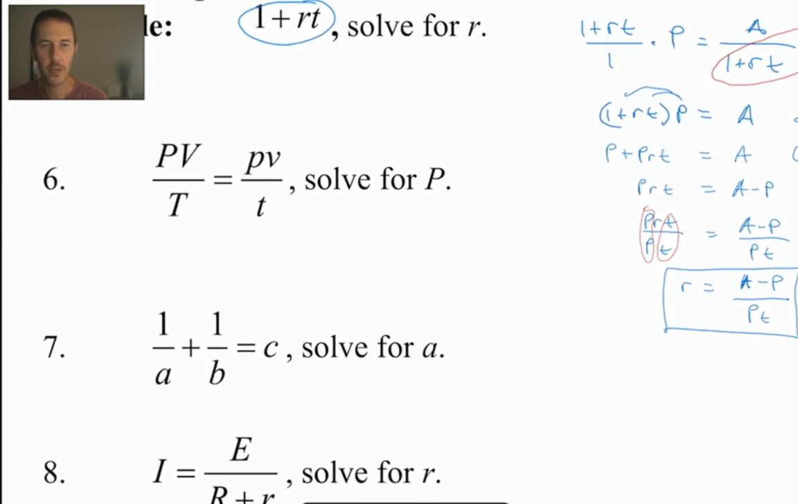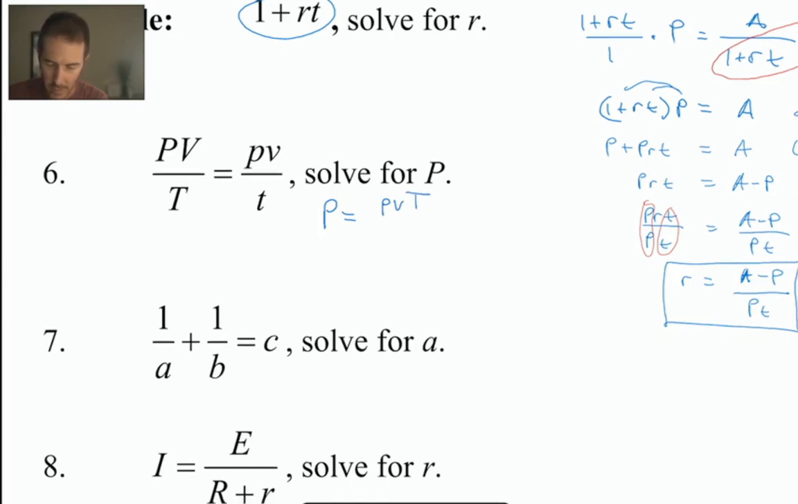Problem number 6 says to solve for capital P. All right, you've got to get rid of this T from the left-hand side of the equation, which is attached to the P by division. I recommend you multiply both sides by T. And then this P is attached to the V by multiplication. You better divide both sides by capital V. Go through the motions. You should get a final answer that says capital P is equal to lowercase p, lowercase v, times capital T, all divided by lowercase t times capital V.